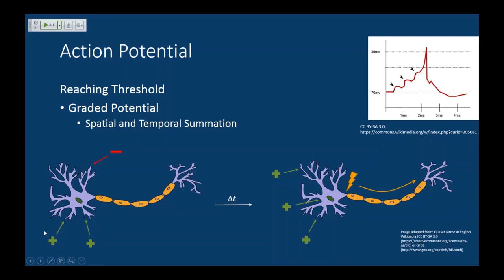So spatial, you have simultaneous excitatory postsynaptic potentials occurring at different spots on the dendrites or the cell body. And then temporal, after a little bit of time has passed, if it's a sufficiently small amount of time, you can start to add new potentials on the previous potential. And these have to happen very rapidly. But if they do, as I show delta T, and you get more, you can achieve threshold potential at the axon hillock, which then triggers the action potential.